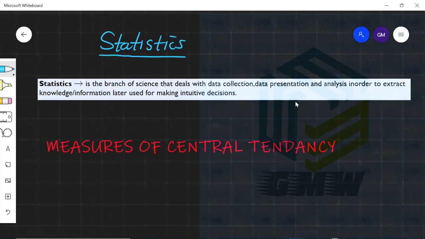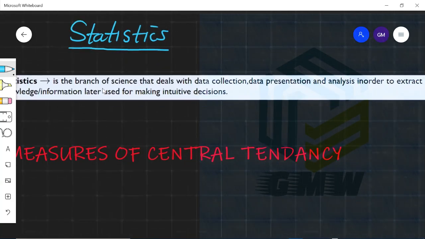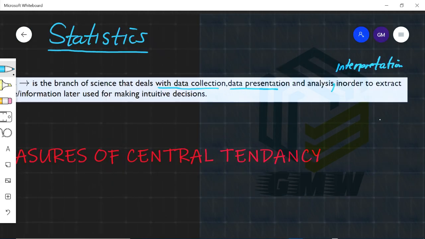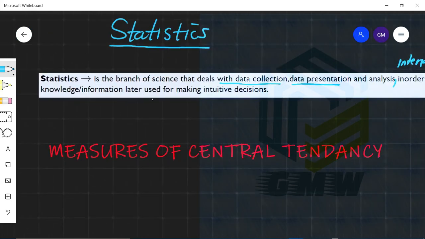All right. So it says here, statistics is a branch of science that deals with data collection, data presentation and data analysis. So we have data collection, presentation, analysis. Then we also have here interpretation, in order to extract knowledge or information later used for making intuitive decisions.